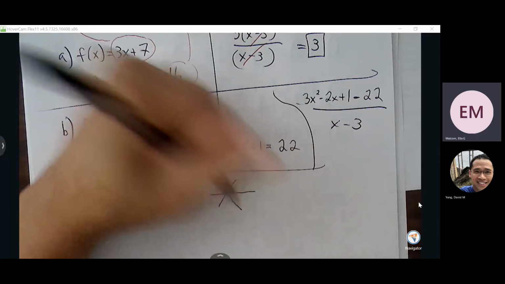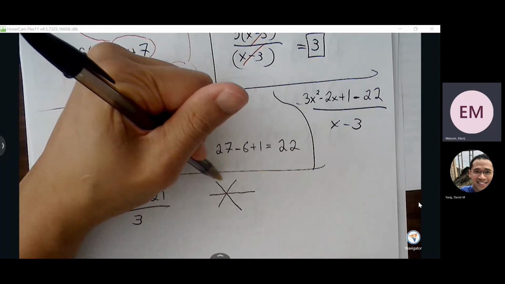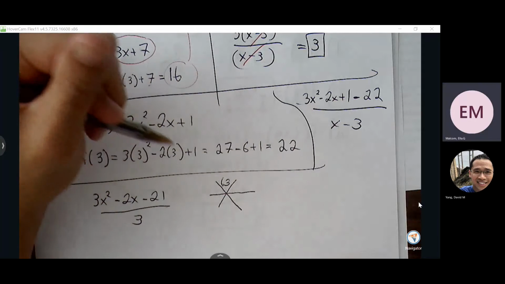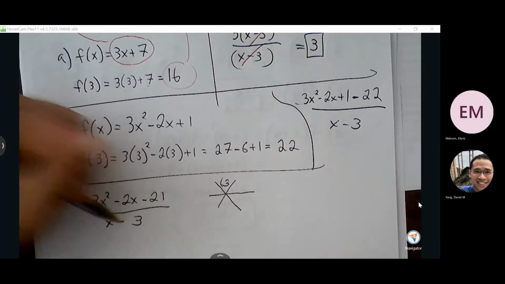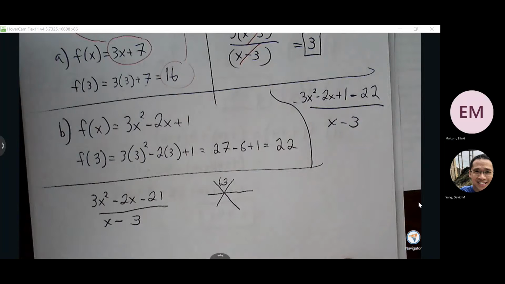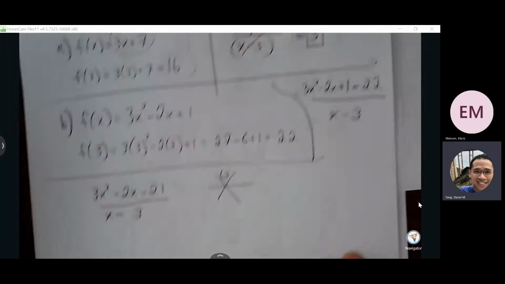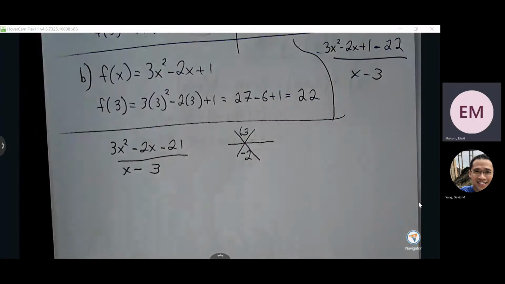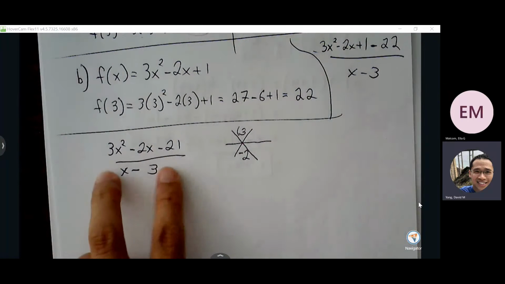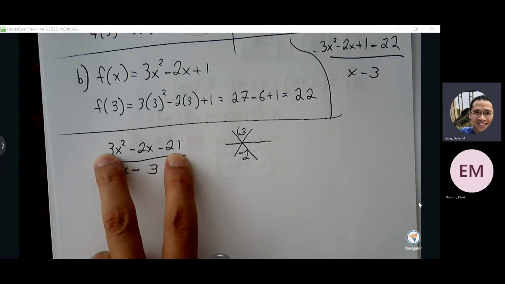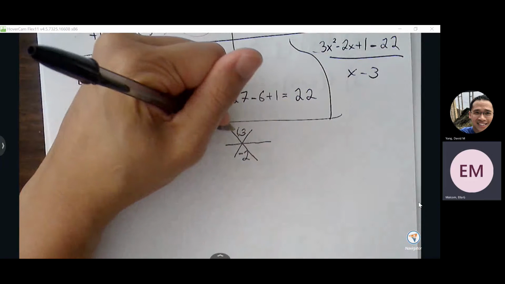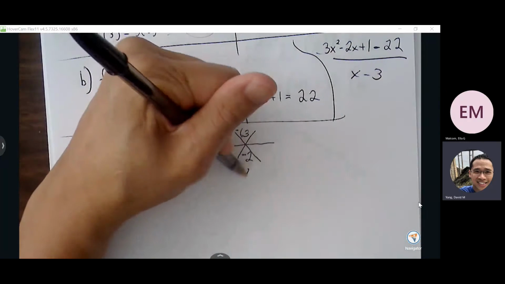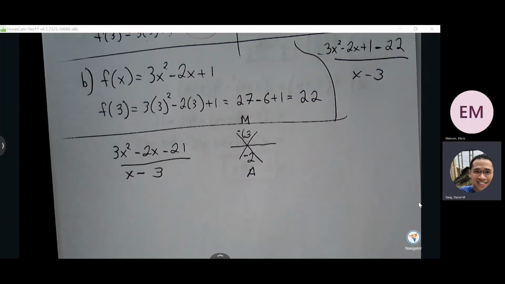And then, let's see. Can I take out? No, I can't take out this. Star method here. So we've got to figure out what multiplies to be a times c, what multiplies to be negative 63, and adds up to be negative 2.